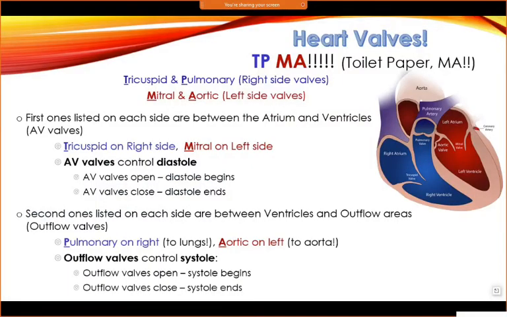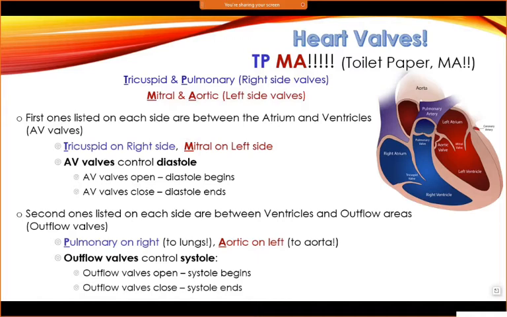So here's your heart valves. We will be using these heart valves. They will come into play with abnormal heart sounds in a little bit. But really, I color-coded these. Remember, the right side of the heart is blue because it's deoxygenated blood. The left side of the heart is red because it's oxygenated, or post-lung side. So T and P, tricuspid and pulmonary, are on the right. M and A, mitral and aortic, are on your left.